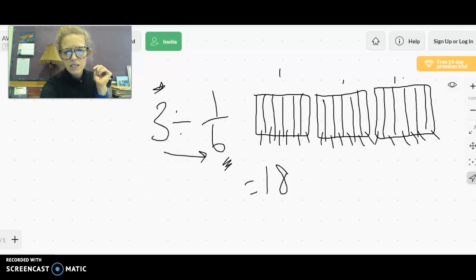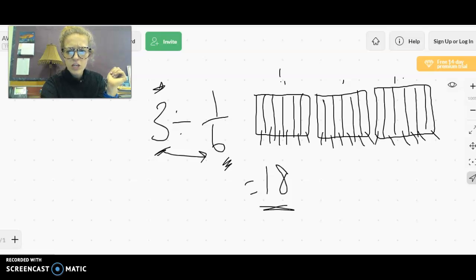So we're dividing these holes into 6s. So that means there's a group of 6 within each hole. And I have 3 holes. It's kind of like saying 3 times 6, isn't it? And in fact, what is 3 times 6? It's 18, right?